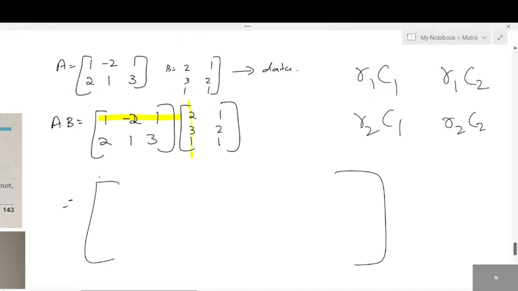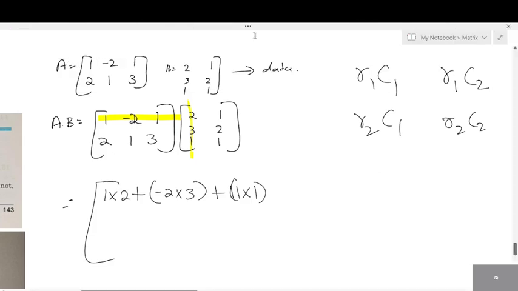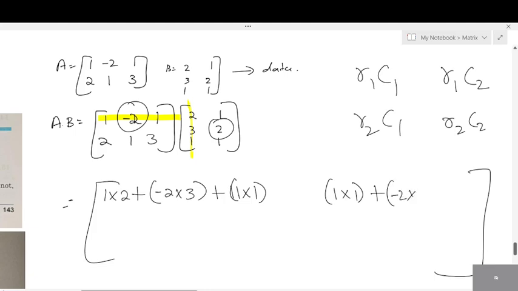1 into 2 plus minus 2 into 3, bracket, 1 into 1. It is going to be very lengthy. Tell me the next one. Take R1, C2: 1 into 1 plus minus 2 into 2 plus 1 into 1.